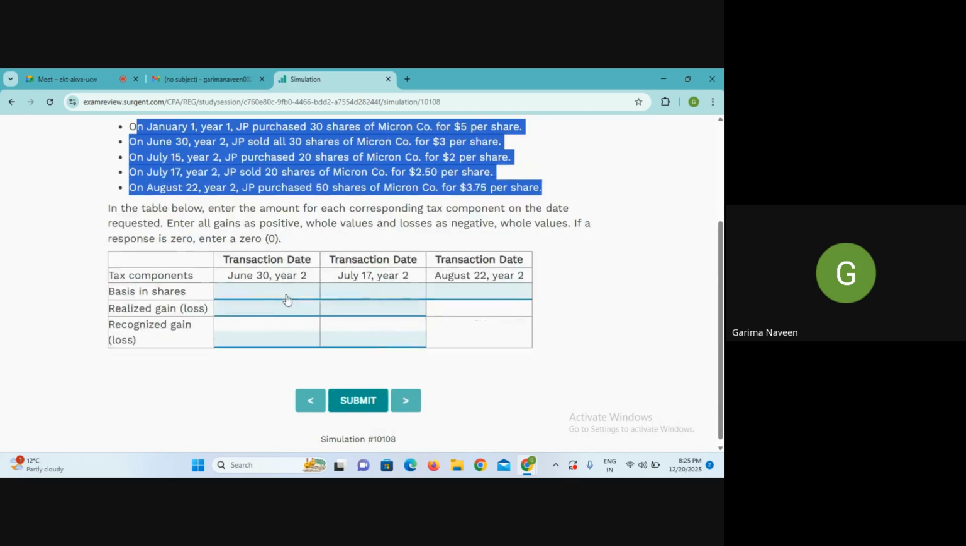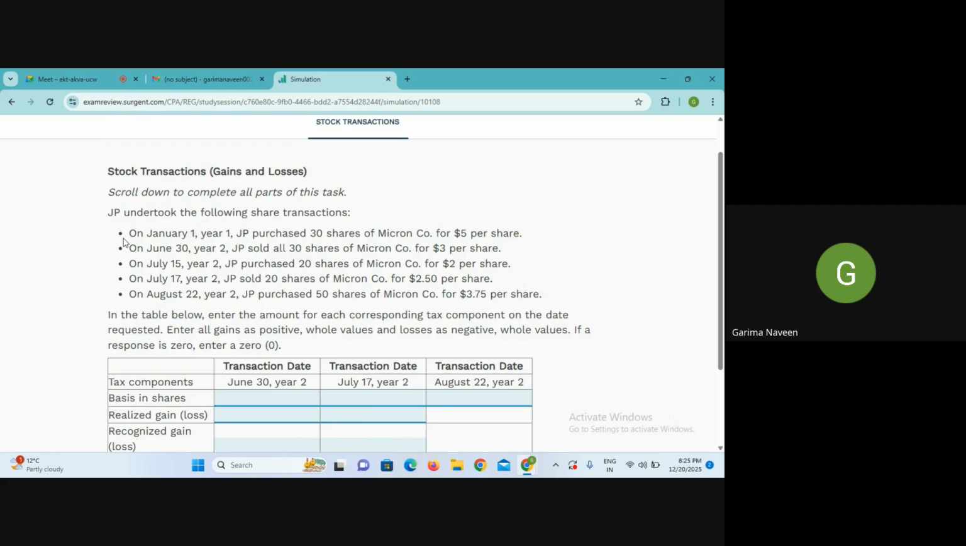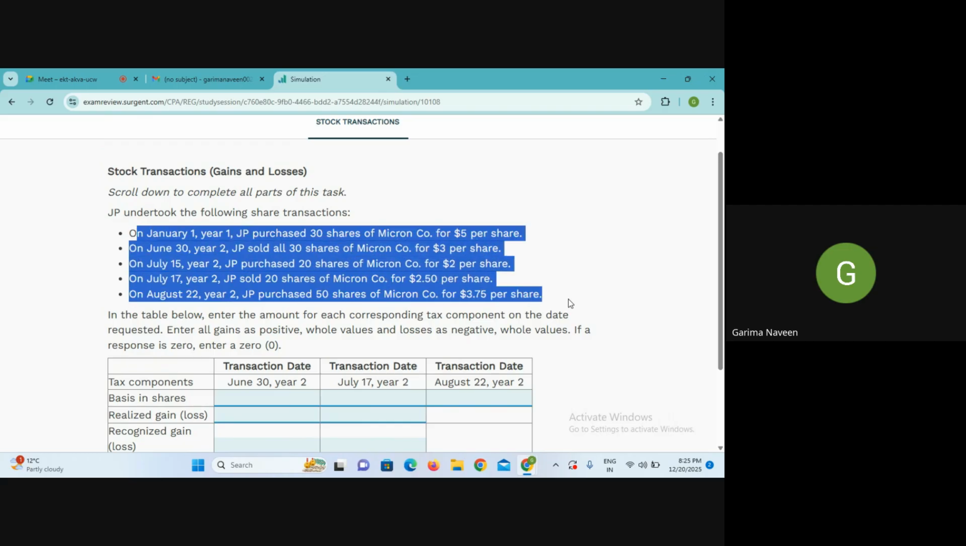So you have to answer the basis. What should be the basis on these dates? Realized gain and recognized gain. Why are these different, realized and recognized? Because there may be some gain or loss which may not be recognized.